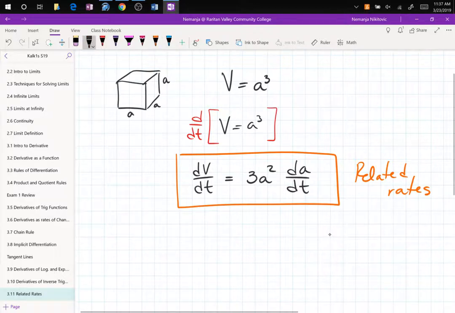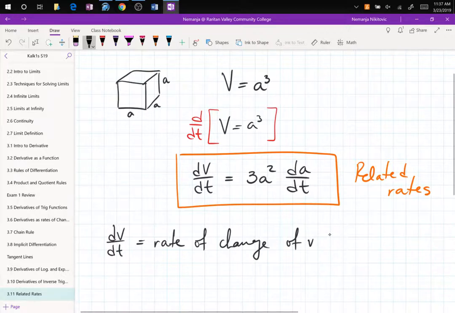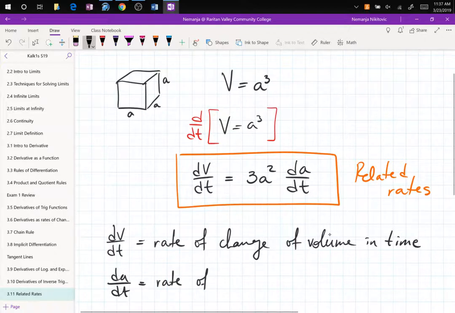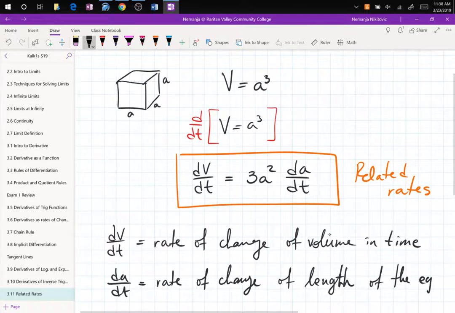So now this dV/dt is the rate of change of volume in time, or with respect to time, and dA/dt is the rate of change of length of the edge. And we see that they are directly related.